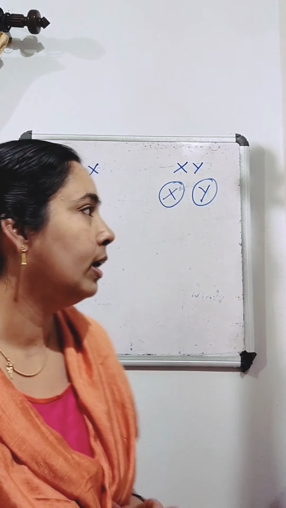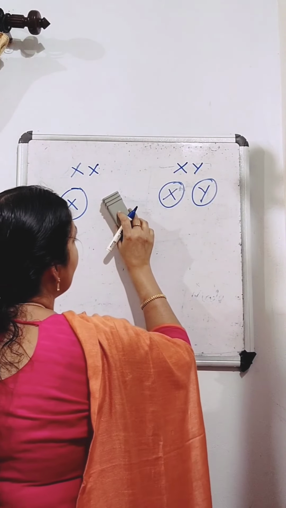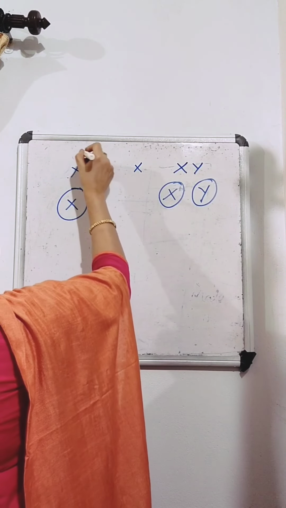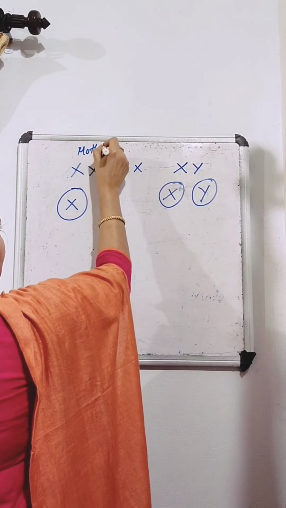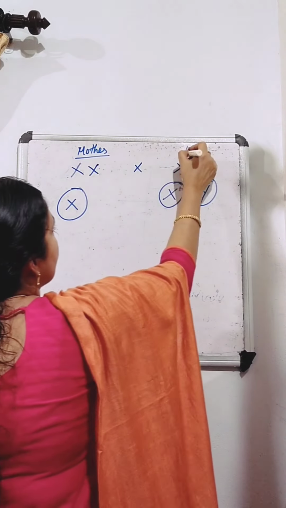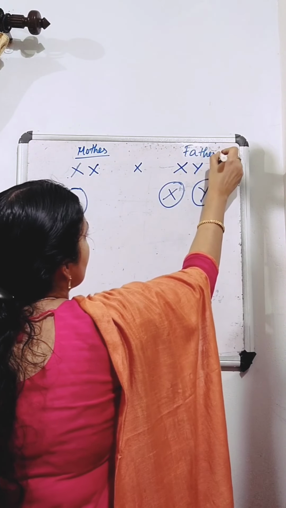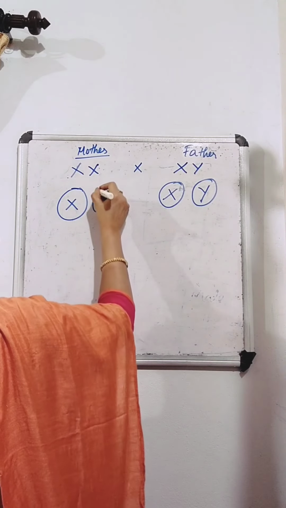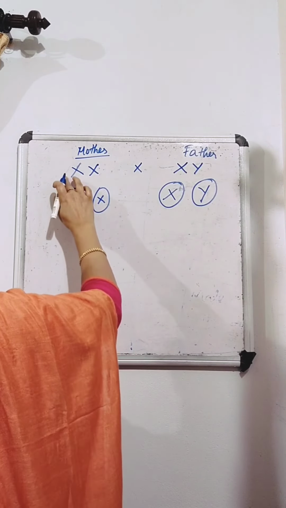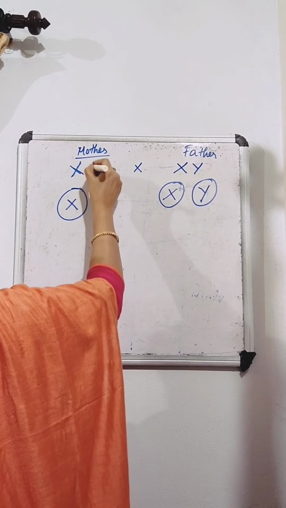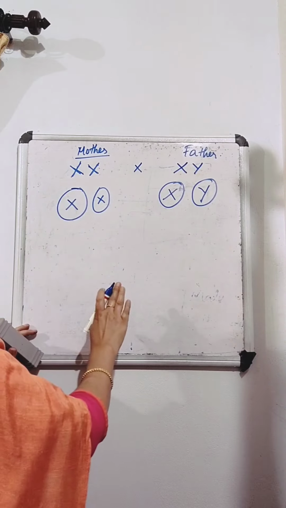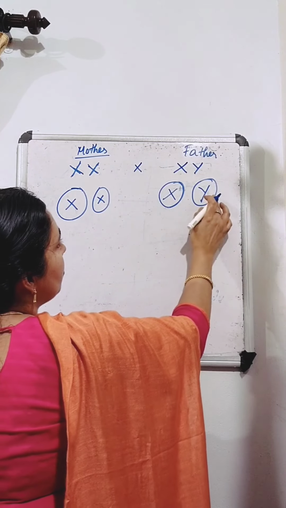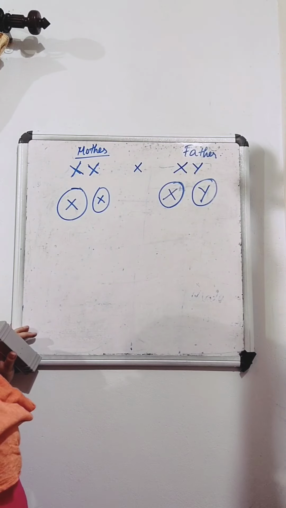Okay. So during fertilization, what happens? This is the chromosome of the mother. Mother has what? X and X. What about the sex chromosome in father? X and Y. Okay. So when gametes are formed, all ova will have X chromosome. But in father, some sperms will have X chromosome and some sperms will have Y chromosome.